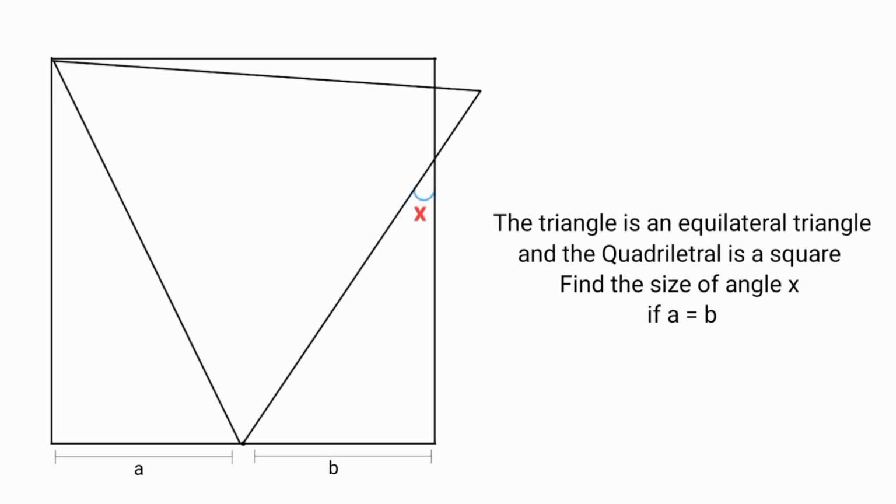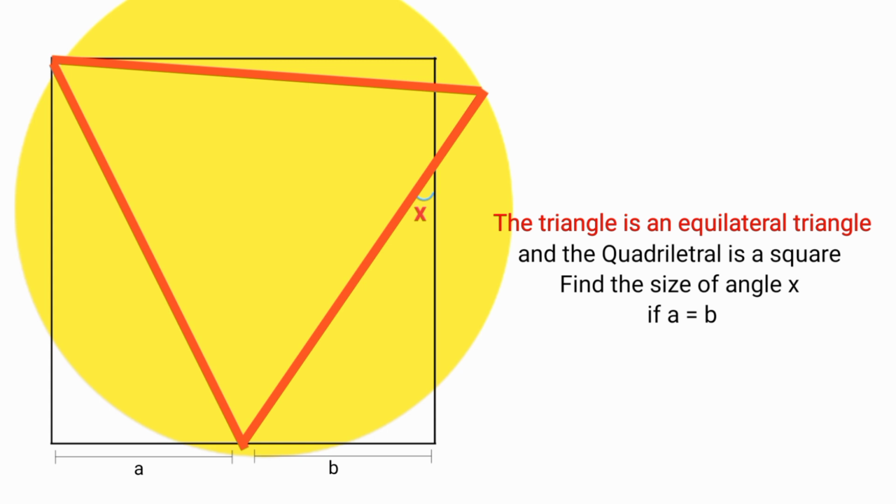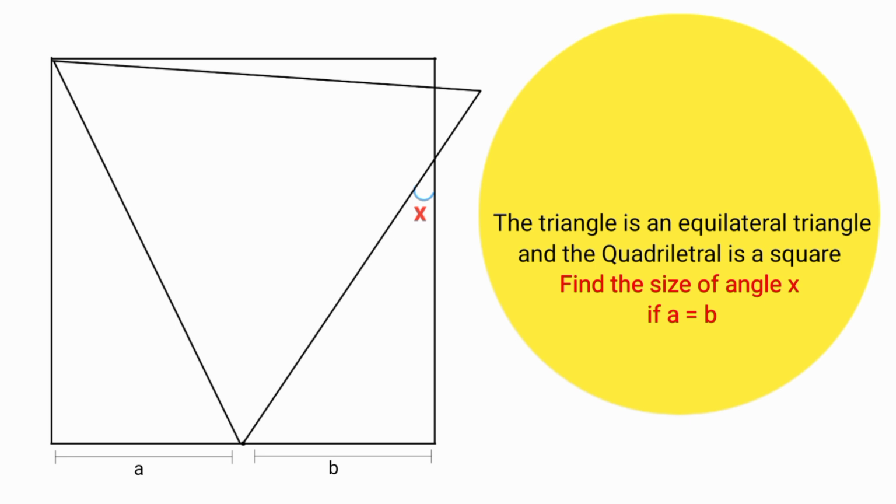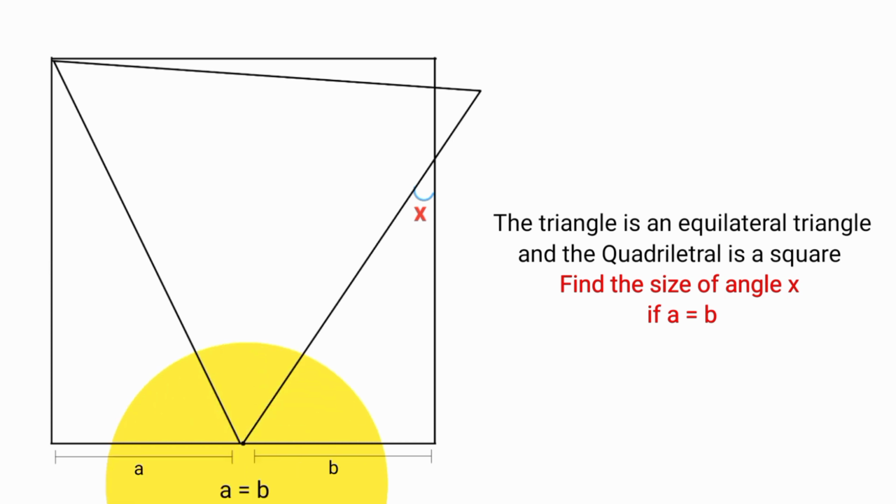Is it possible to find the size of this angle x here? Well, let's check it out. From here, it says this triangle here is an equilateral triangle and this is a square-shaped quadrilateral. Find the size of angle x if this A here is equal to this B here. That is, A and B are equal.